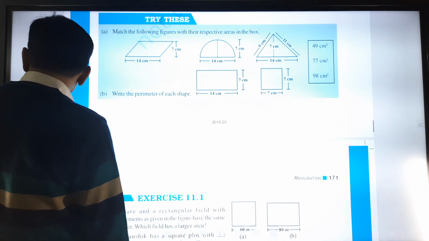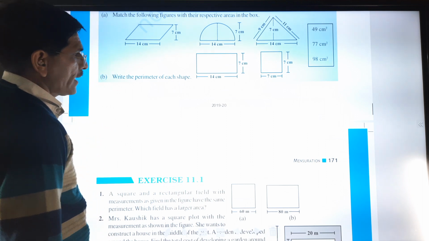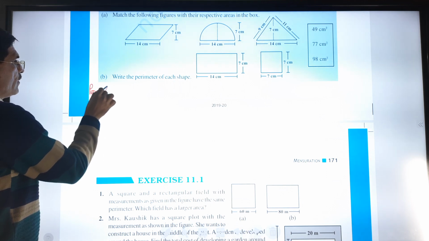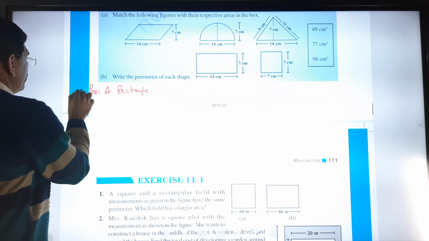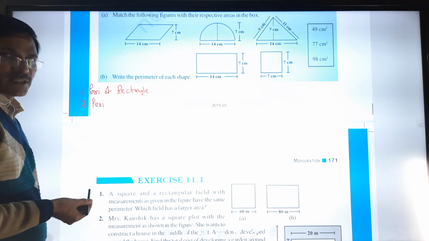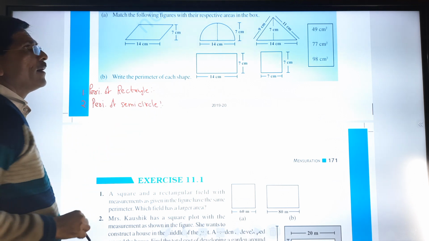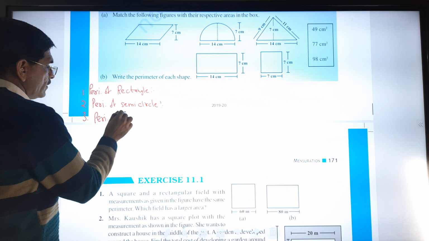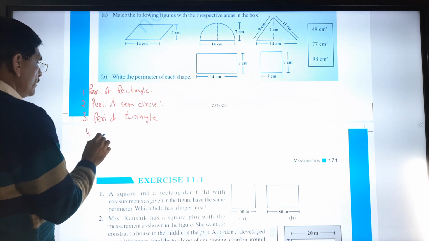Now try to write the first formula. So perimeter of rectangle. Try to write yourself now. Then I will write it again. Now perimeter of semicircle, or circumference of circle, we can say perimeter of semicircle. Afterward, third, perimeter of triangle. Again fourth, perimeter of rectangle.